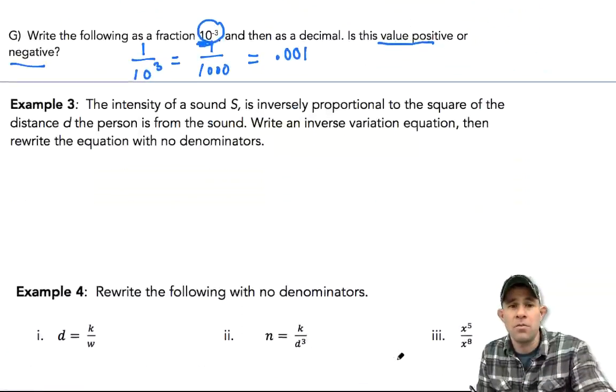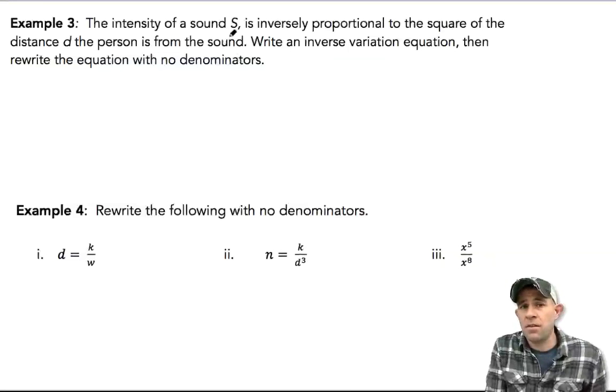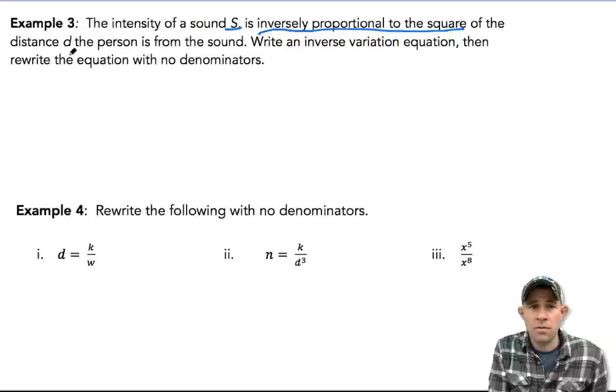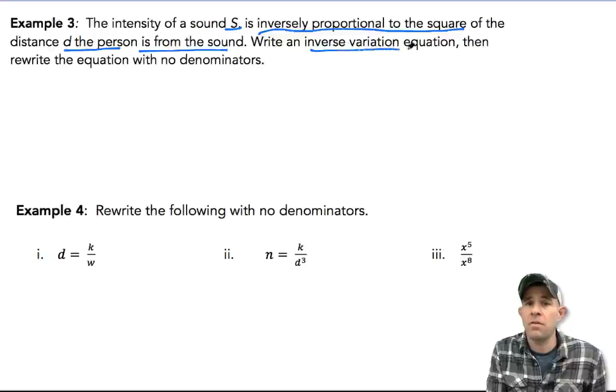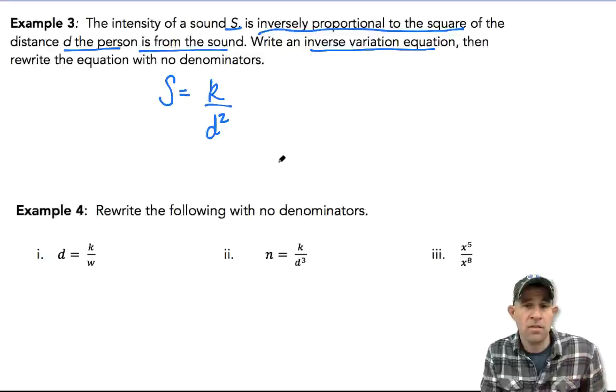All right, let's look at a few more examples here. Example 3 says the intensity of a sound S is inversely proportional to the square of the distance the person is from the sound. So this goes back to our first chapter that we studied this year. This is an inverse variation equation. We're going to write that inverse variation equation that goes like this. The intensity of the sound varies inversely with the square of the distance the person is from that sound.